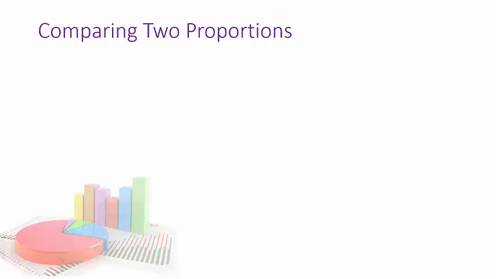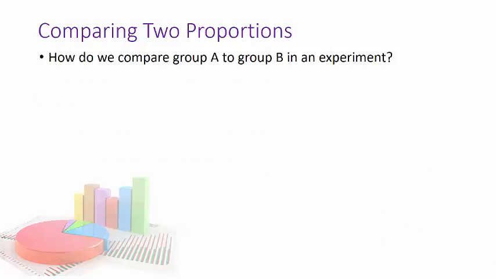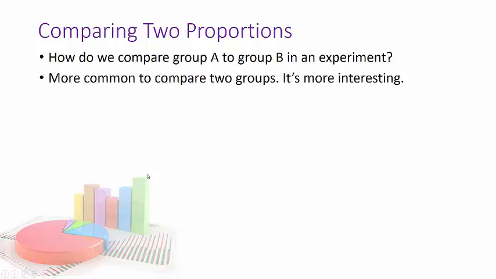All right. So let's go ahead and start comparing two proportions. How do we compare group A to group B in an experiment, or even if we go back and look at a survey or sample that was already obtained? Well, believe it or not, it's more common to compare two groups than to look at just one sample. It's more interesting.